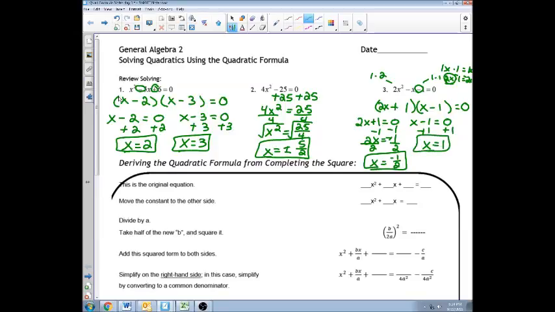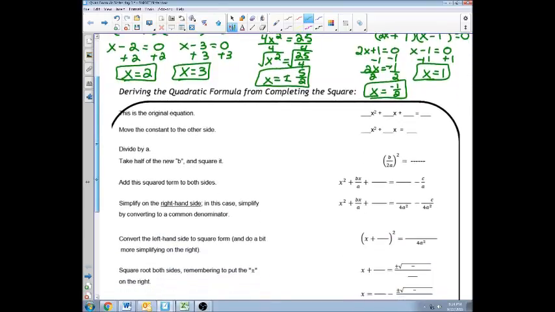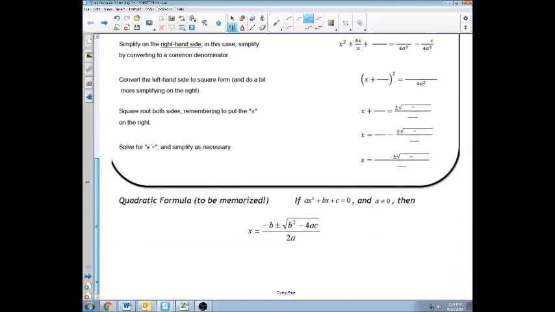All right. I am actually going to skip over deriving the quadratic formula from completing the square. I will do another video possibly up by Monday if you would like to see deriving the quadratic formula from completing the square. I will go through that.